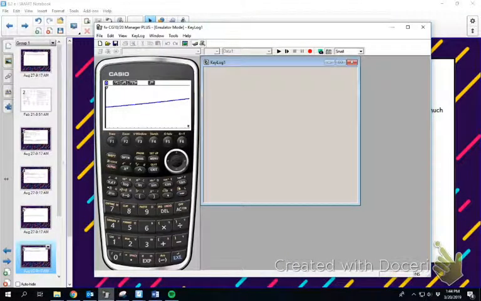Okay, there's my graph. 5,000 e to the 0.0175x. Okay, I'm going to do gsolve. I'm going to do xcal because I'm trying to find an x. The y value that I know is 7,000. So after 19.23 years, okay, I will have $7,000 in the account.